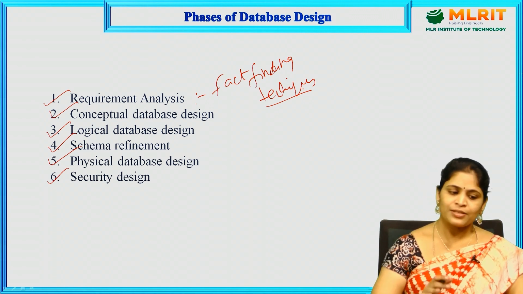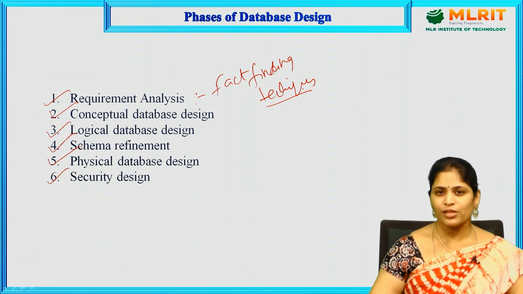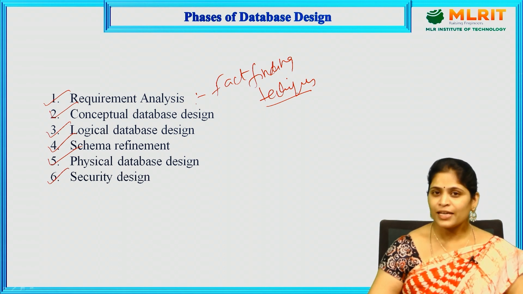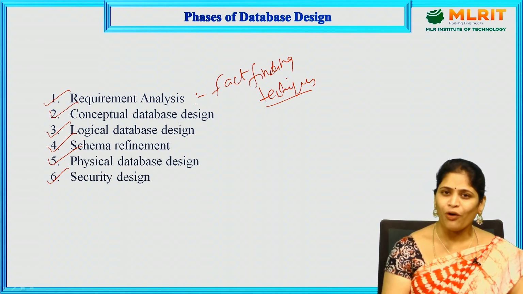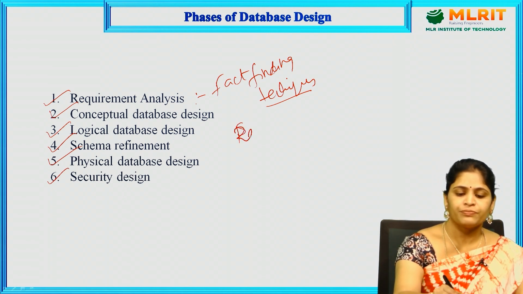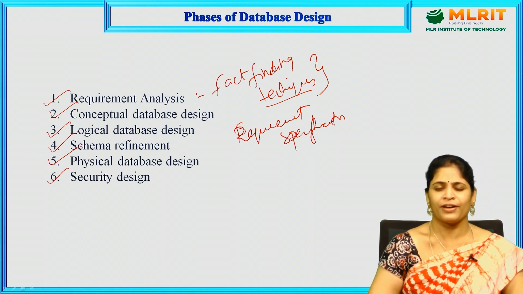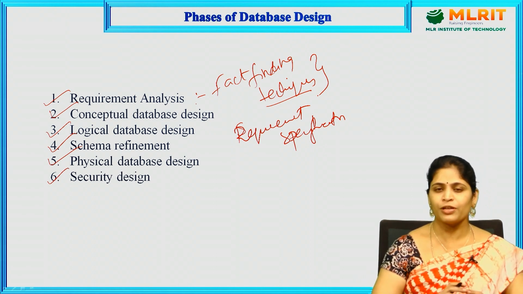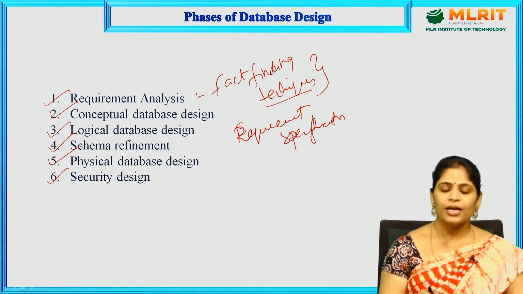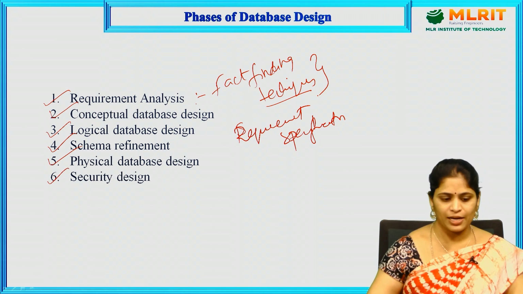In the same manner, in this requirement analysis phase, we gather all the requirements by using techniques called fact-finding techniques. Later on, we document all these requirements, and that document is called the requirement specification. All the requirements will be gathered by using the fact-finding techniques, and those will be documented in a particular document, called the requirement specification document. So this is the functionality of the requirement analysis phase.